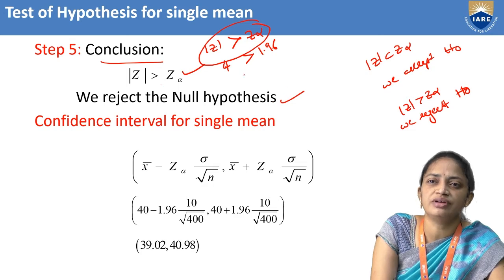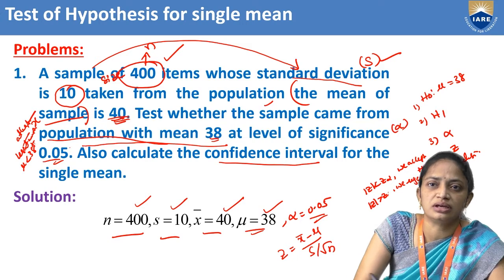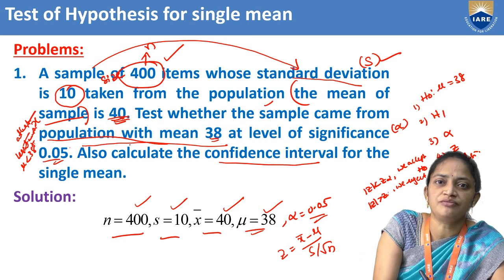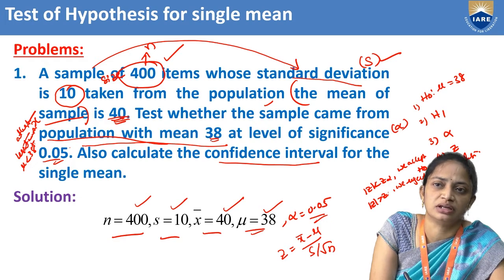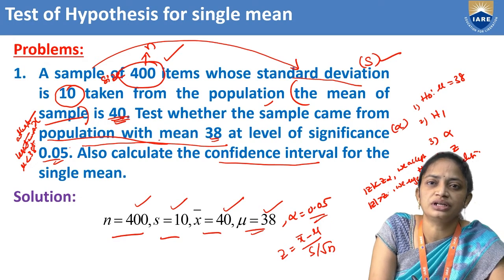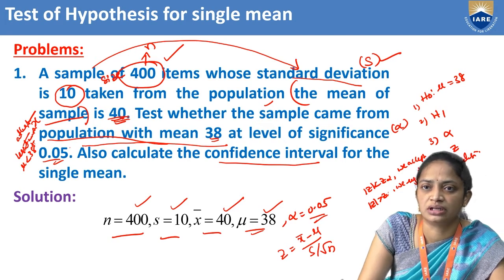That means the given statement is a wrong statement. What is our given statement? The statement that the sample came from the population with mean 38 is wrong. So the sample did not come from the population with mean 38.